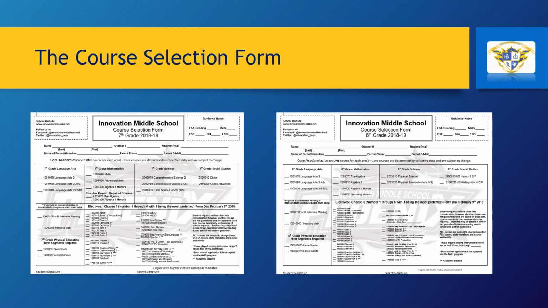The course selection form. 6th graders will be using the 7th grade registration form as seen on the left, and 7th graders will be using the 8th grade form as seen on the right. If you lose your registration form, your first period teacher will have extra.